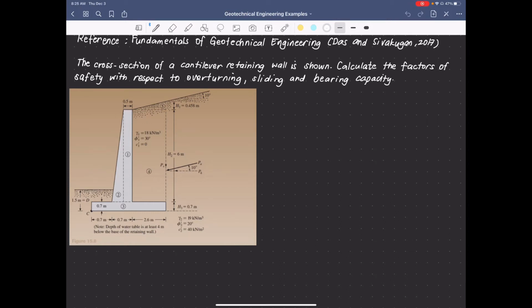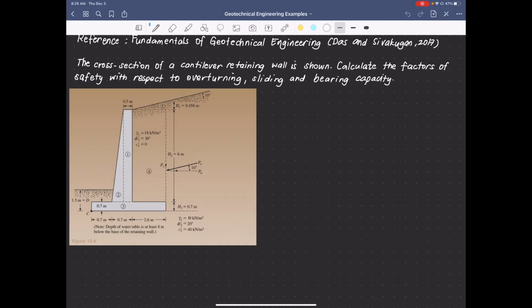Hello everyone. Today we'll be having another example on retaining wall. The reference for this example is the book by Das and Sivakugan. So we are given a figure here, a cantilever wall having a given cross section. We need to calculate for the factors of safety with respect to overturning, sliding, and bearing capacity.